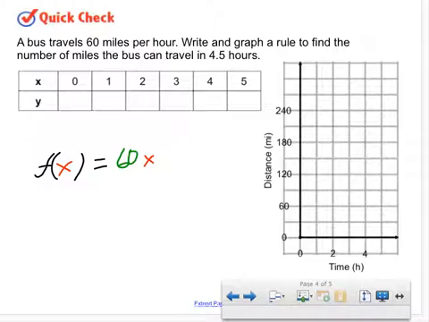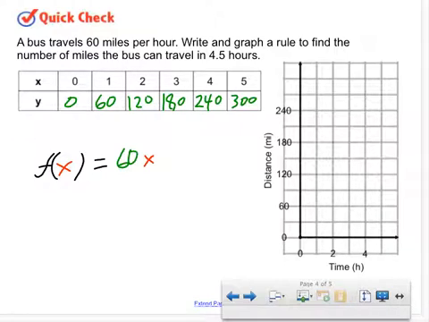So if I am traveling in 0 hours, how far did I go? 0. In 1 hour, how far did I go? 60. In 2 hours, how far did I go? 120. In 3 hours, how far did I go? 180. In 4 hours, how far did I go? In 5 hours, how far did I go? 300. Very good. Okay, let's go ahead and graph this.